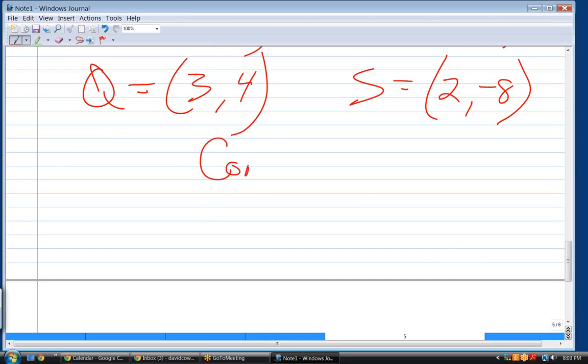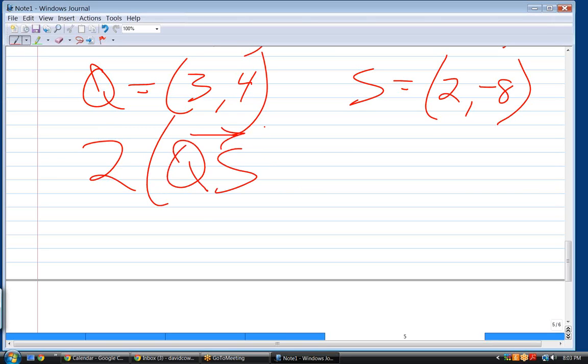Well, do we need to worry about that 2 for now? Oh, they want 2 times QS. Yeah. That's just a scalar multiplier. So whatever the magnitude of QS is, we're going to multiply it by 2. Okay? So let's start by what's the magnitude of QS?